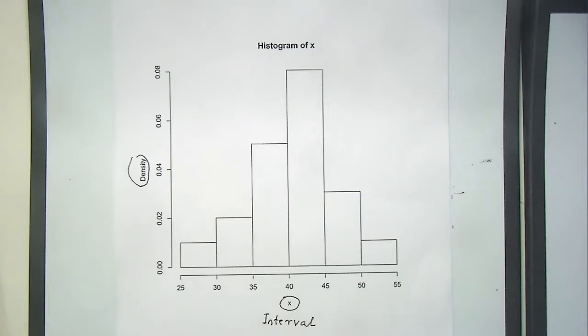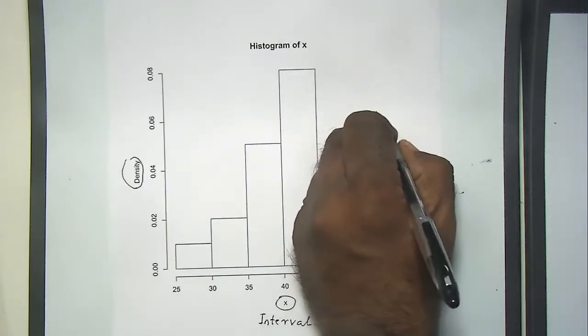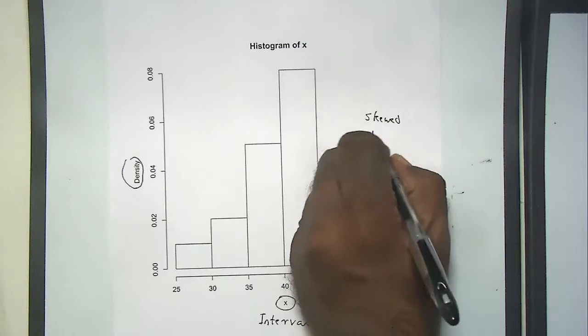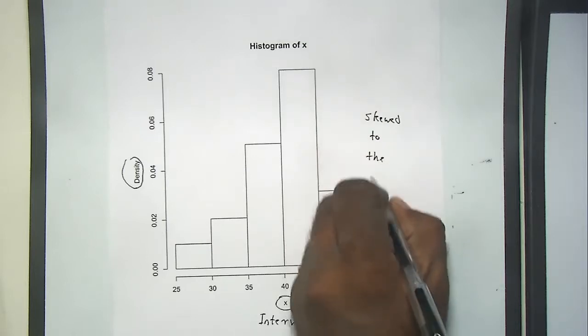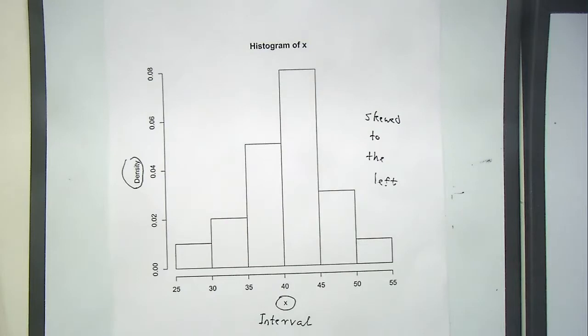You can see it's not entirely symmetric, but it's kind of skewed to that side. It's a little bit skewed to the left. It appears that the distribution is skewed to the left-hand side.